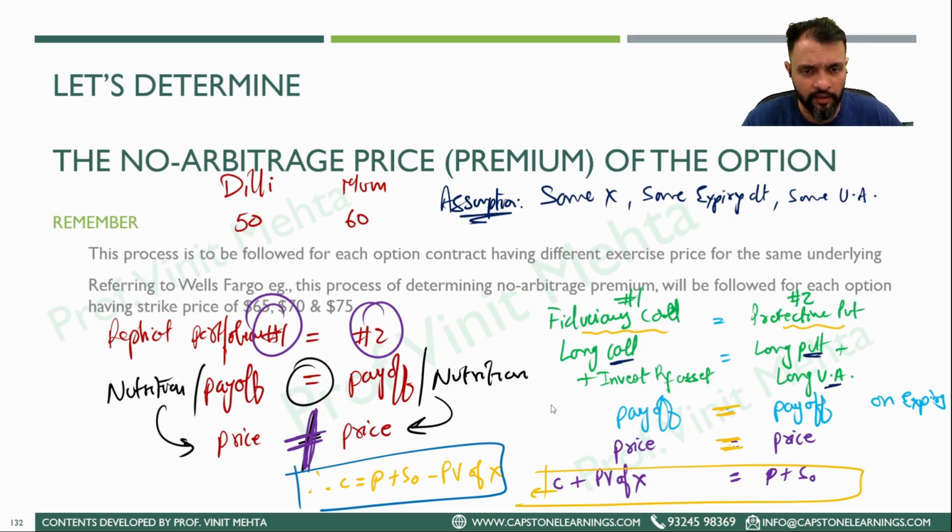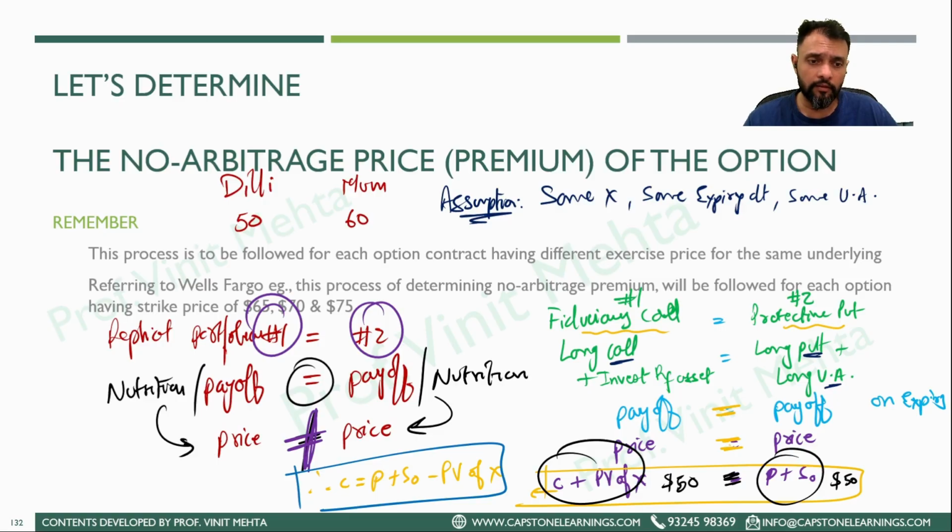What I'm trying to tell you, by the way, is that I don't care what the book says. If this, let's say, is $50, then this also would be $50. If they are not equal to each other, then there is arbitrage. That's what I'm trying to say. Make sense?